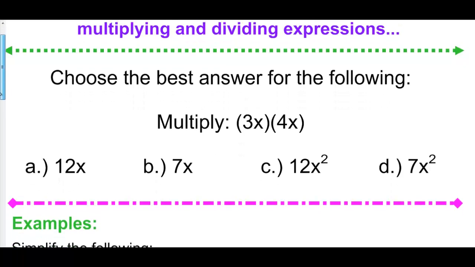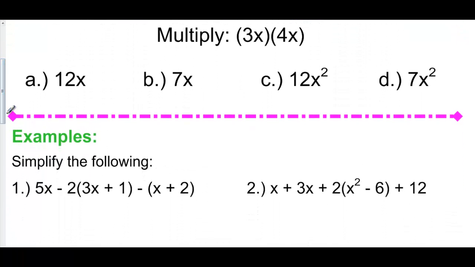Now, multiplication, this is helpful when we do our distribution. Okay, so when I do this, the keys are numbers with numbers and then letters with letters. Okay, so that's the key here. 3 times 4 is 12, and then x times x is x squared because there's 2 x's. So we're going to do that in problems like this, okay?